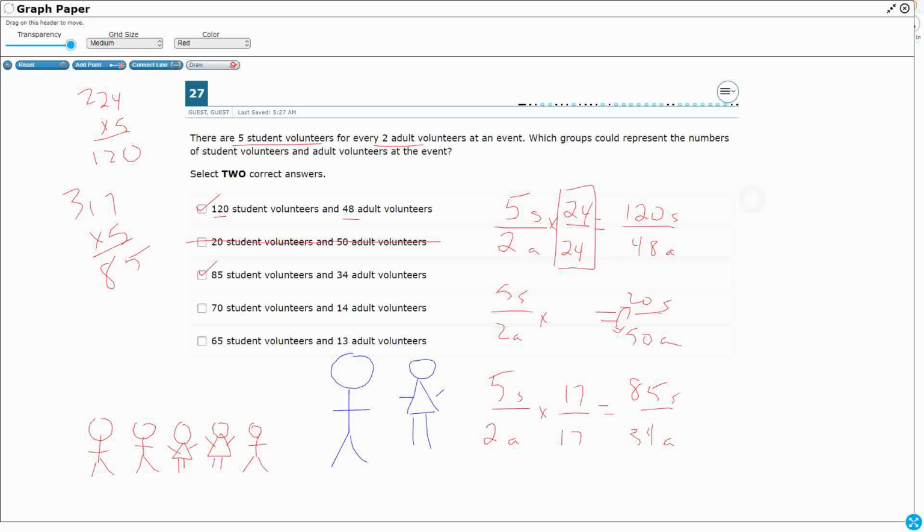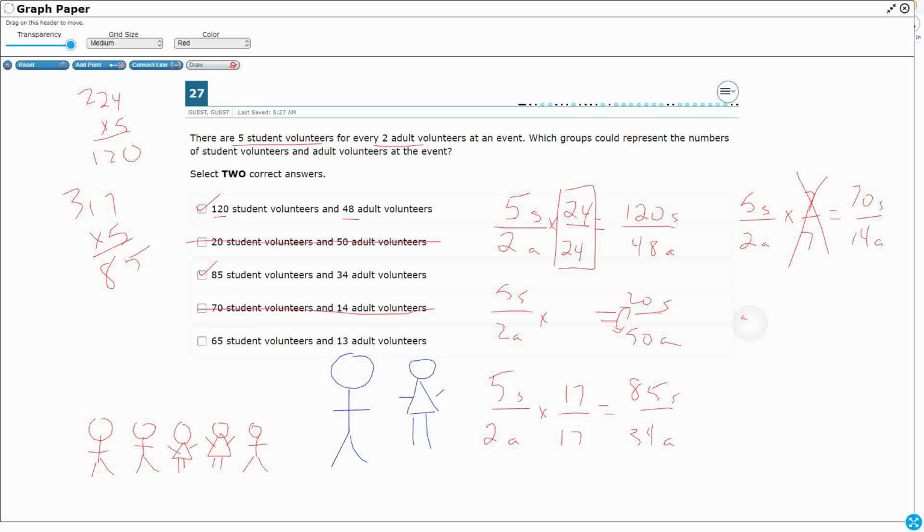Let's just verify. 5 students, 2 adults, multiply by something that's going to give me my 70 students, 14 adults. All right, so I'm going to multiply the denominator again by 7. Yeah, that doesn't work. 5 times 7 makes 35, so that's not going to work.